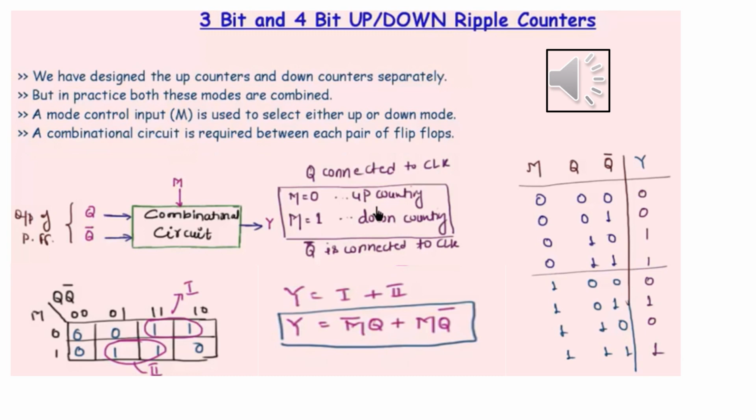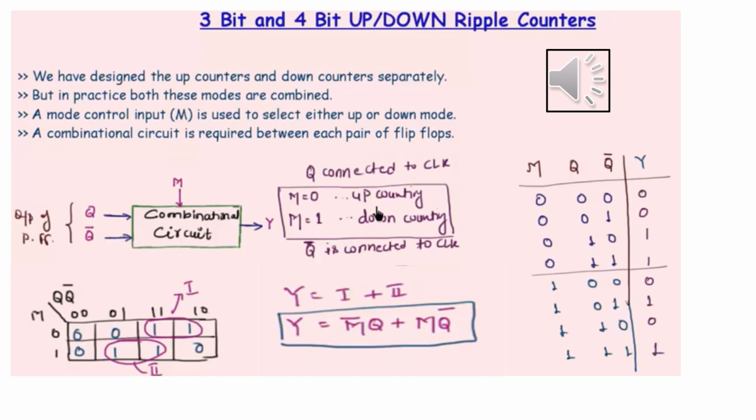So I should get the values for Y as 0011. So if my M value is equivalent to 1, Q bar should be the clock pulse to the next flip-flop. So the value of Y should be 0101, which is nothing but our Q bar value. Now we are going to draw a K-map for this truth table.